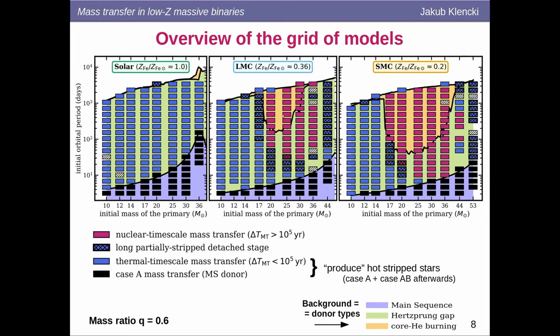And so the big thing we realize here is that the parameter space for nuclear timescale mass transfer that we find in the low metallicity models roughly coincides with the mass range where the primaries, or the massive stars at this low metallicity, ignite helium as blue supergiants, and when they have this halted Hertzsprung gap expansion, as indicated by the background colors of core helium burning donors in these plots.